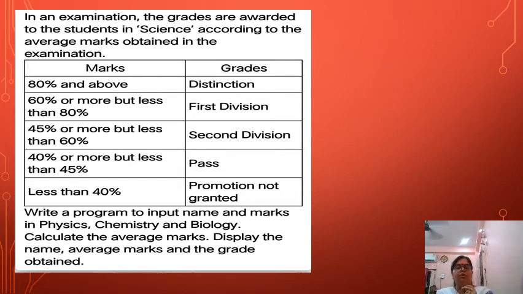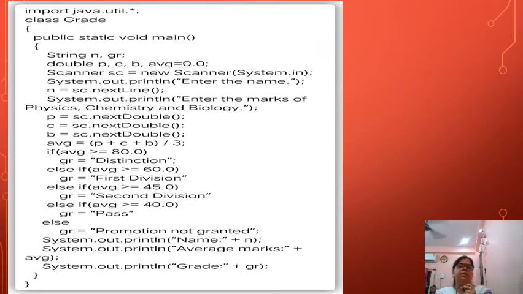Now we have to input a name and marks in physics, chemistry and biology, then calculate the average marks, and after that we get the grade. See here, it is through Scanner. The program has been given. We have to input the name first, and then three marks: physics, chemistry, biology.